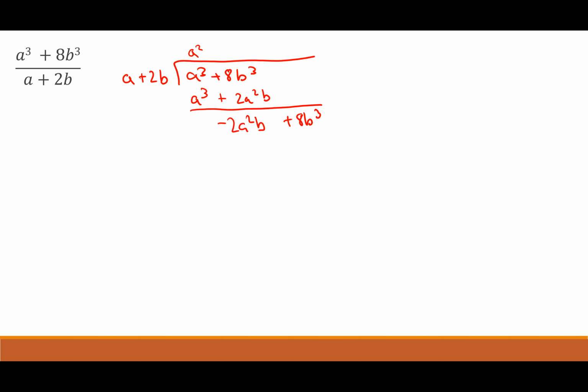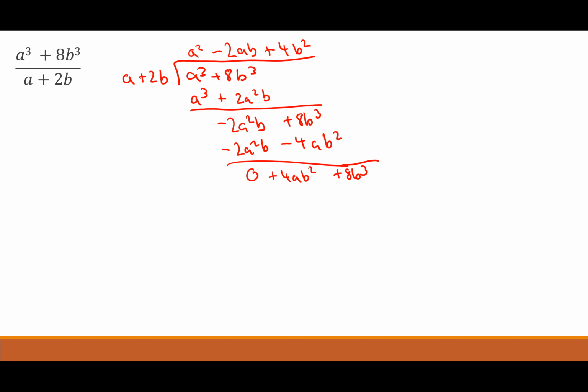Do the same thing again, so that's going to be minus 2ab. So let's do the multiplication. Minus 2a squared b minus 4, so 2 times 2, ab squared. Let's take this away. We're going to be left with 0, and then we've got plus 4ab squared plus 8b cubed. And then let's do it again. That's going to leave me with plus 4b squared.